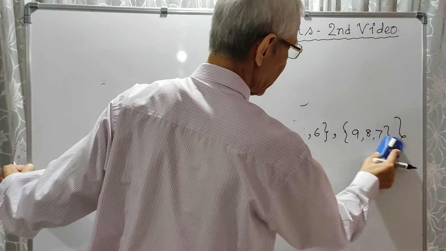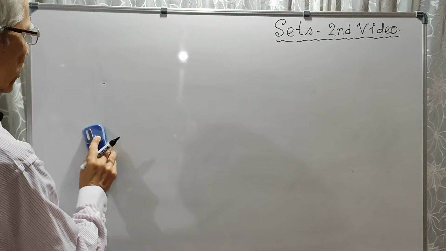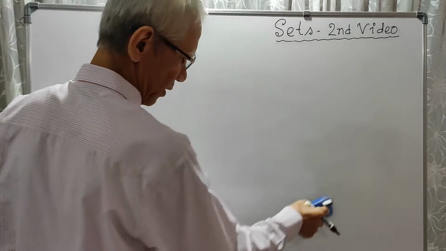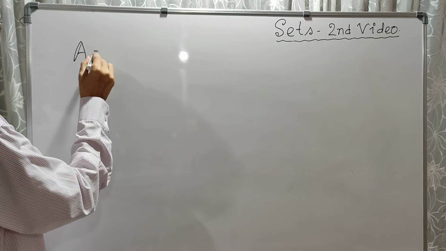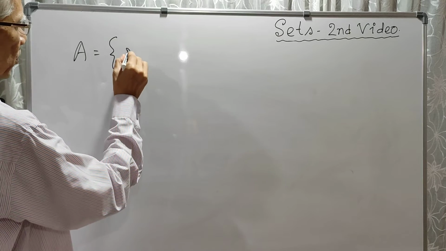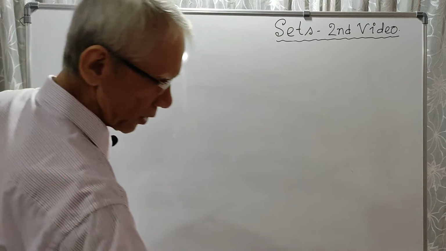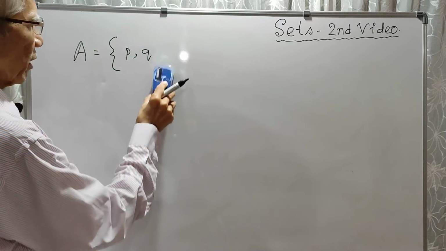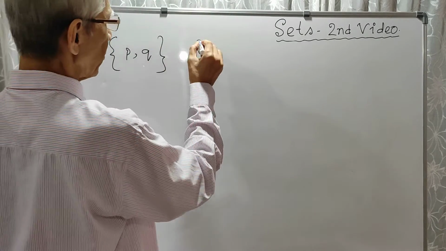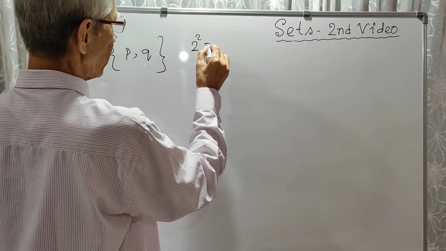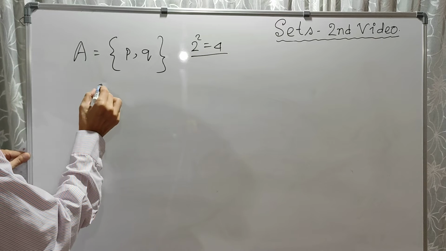Now, power set is a set which contains all the subsets of a set as elements. Suppose set A has two letters, P and Q. This is a set of two elements. Therefore it will have how many subsets? 2 to the power 2. That means it will have 4 subsets. Which 4 subsets? Let us see the subsets.